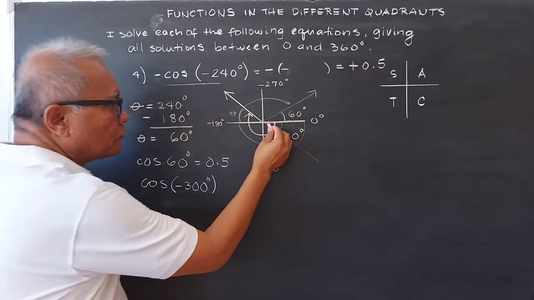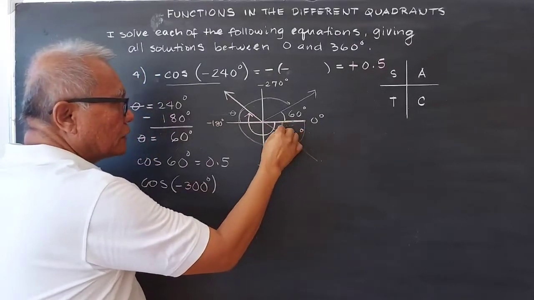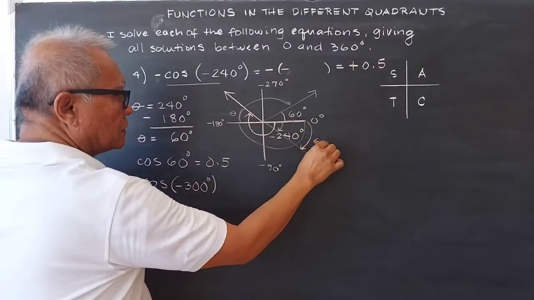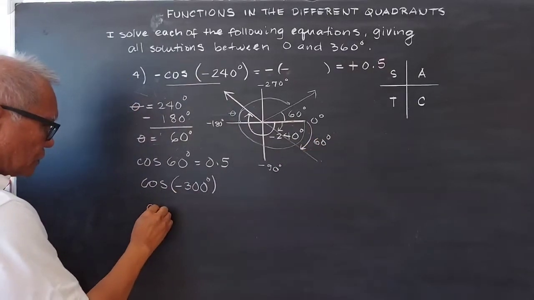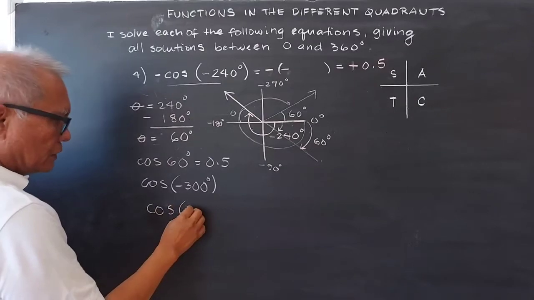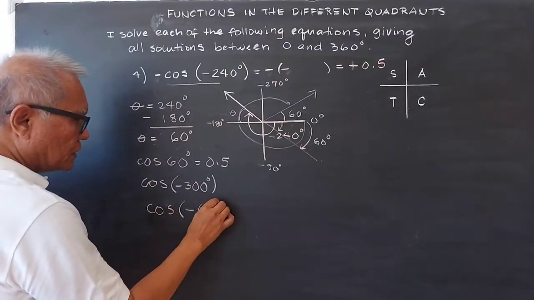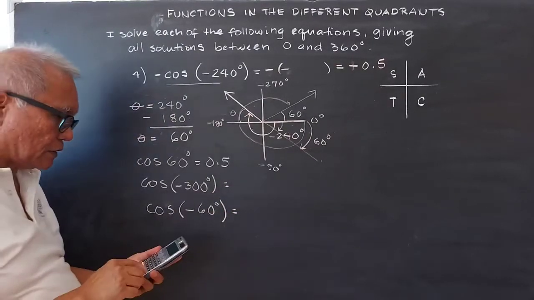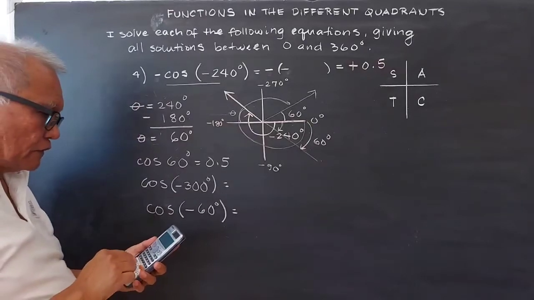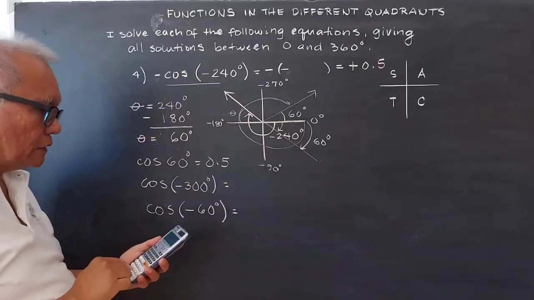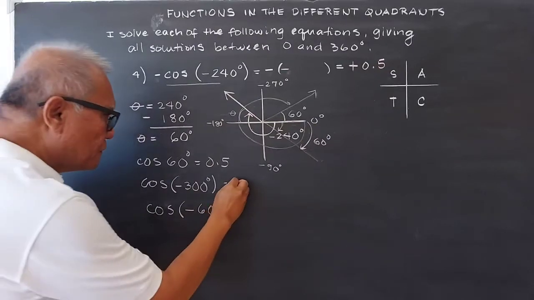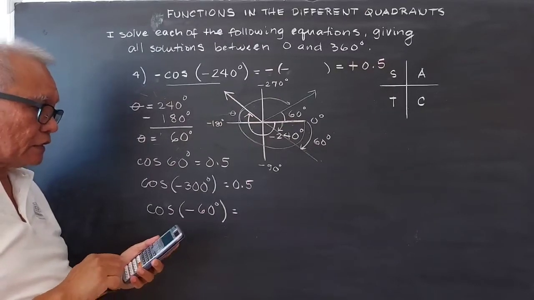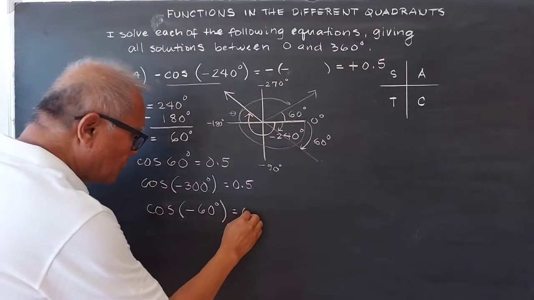Okay. What about in the fourth quadrant? So in the fourth quadrant here, because that is 60, we'll have our 60 here. So that is equivalent also to cosine of negative 60 degrees. To check, let us check. Let's have cosine of negative 300, which is 1/2, and the cosine of negative 60, which is also 0.5.